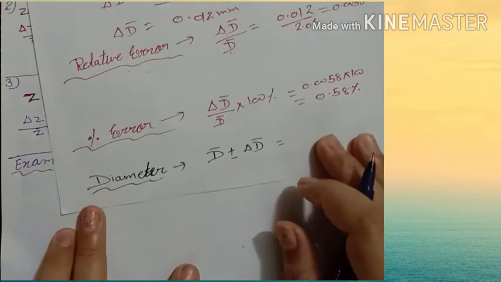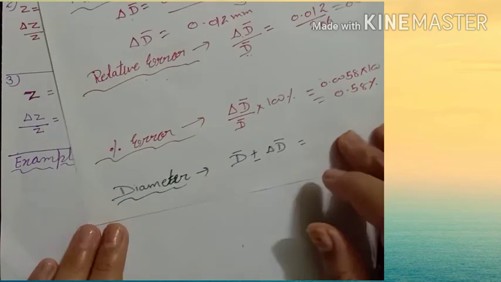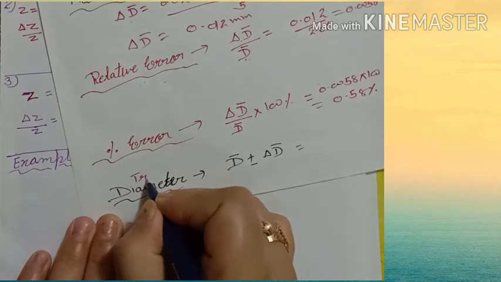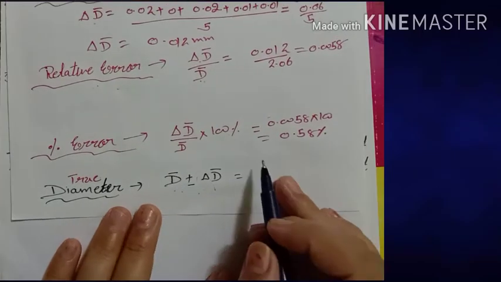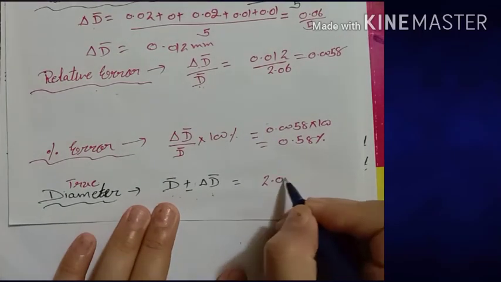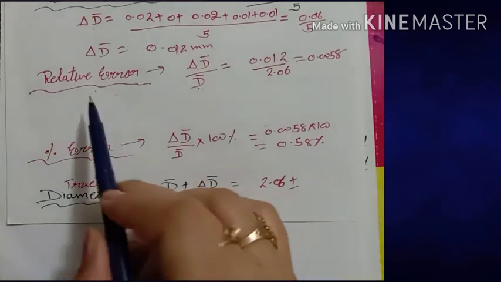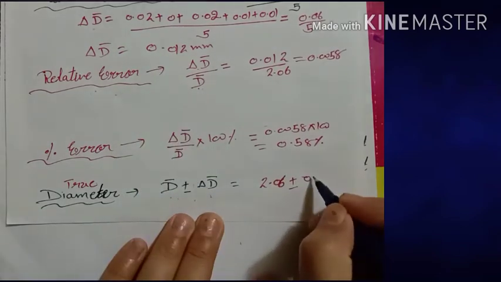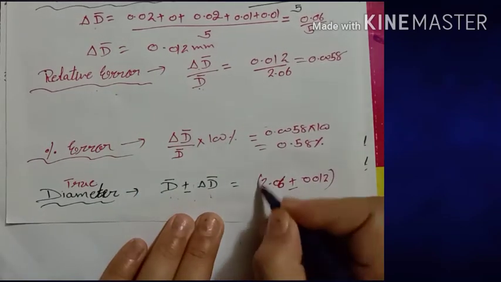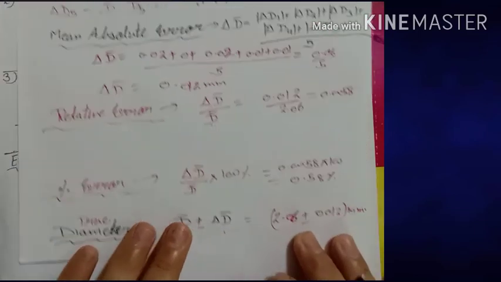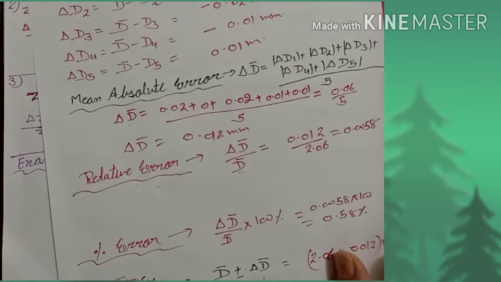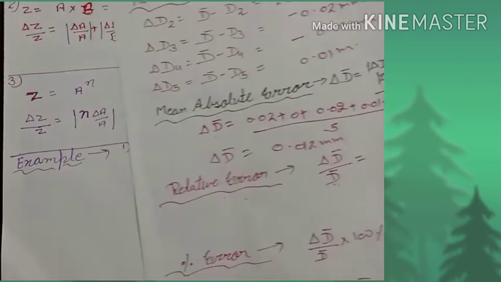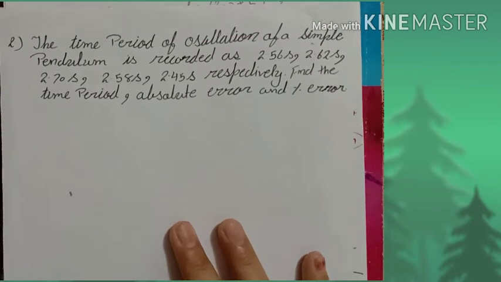Now if we want to write the true diameter, then this will be given by d bar plus minus delta d bar. We have 2.06, then plus minus delta d bar, we have 0.012 in mm. This is our answer with all the errors: absolute error, mean absolute error, relative error and the percentage of error, right? Now we take another example.